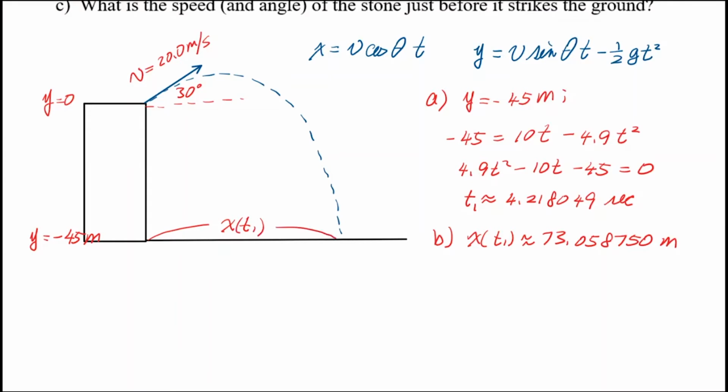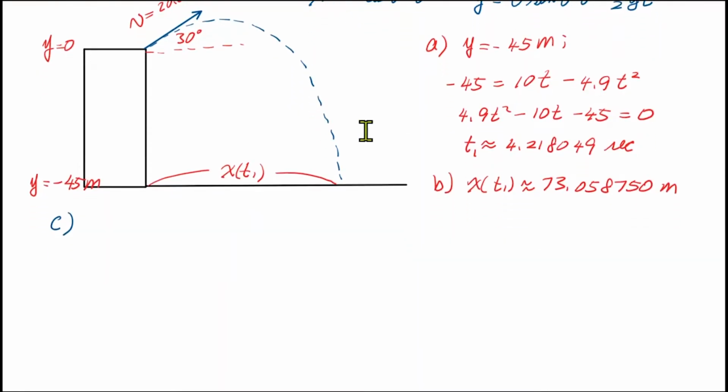Okay, so that's A and B. C is the hardest part. I'll do C in blue. When this thing falls, it's going to hit the ground with a certain angle and velocity. I'm going to draw that vector. That vector is going to look like this, right? That is what I call V, final. We need that velocity vector.